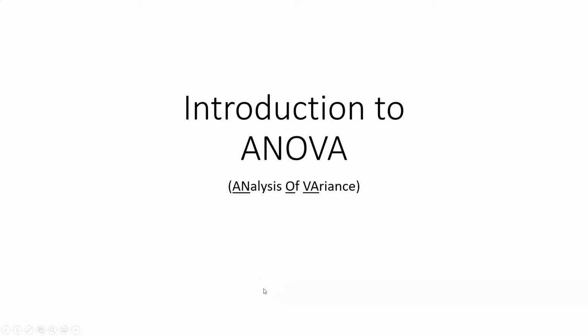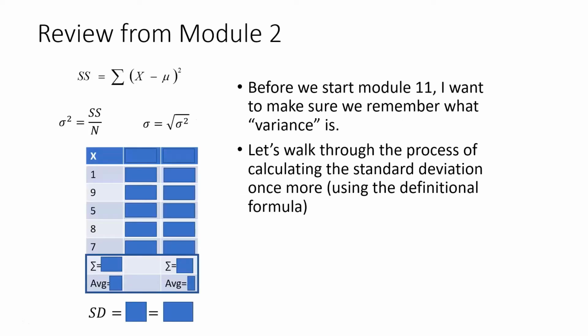So our last four modules were all about a t-test, and we're moving on now to a new kind of statistic called an ANOVA. This is an abbreviation that stands for Analysis of Variance, ANOVA. Before we start that, we need to review back from Module 2 what the concept of variance even is.